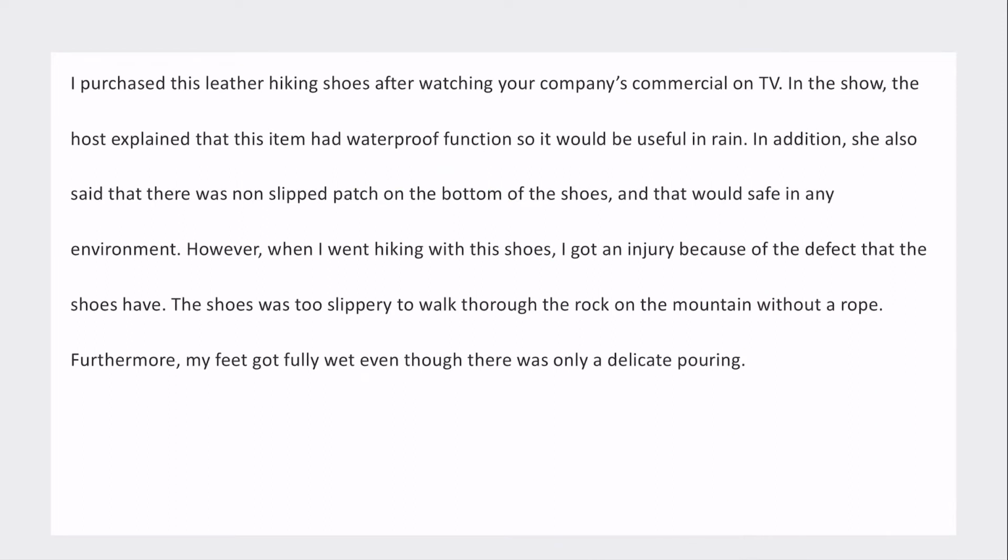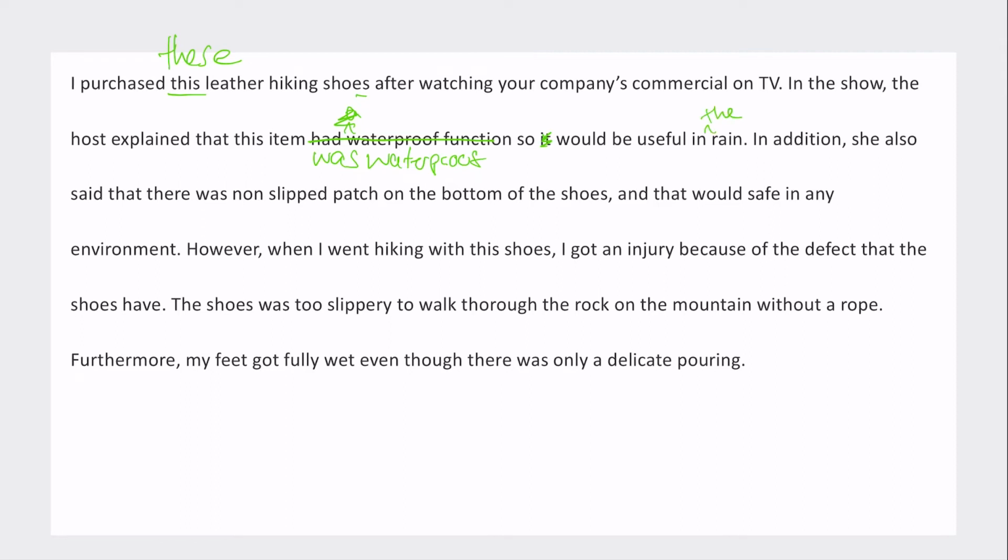So let's see what else they say. I purchased these, remember shoes, I purchased these leather hiking shoes after watching your company's commercial on TV. In the show, the host explained that this item had a waterproof function. This item was waterproof. You are either waterproof or you're not waterproof. A waterproof function feels like you press a button and like Batman, the shoes become waterproof. This item was waterproof, so would be useful in the rain.